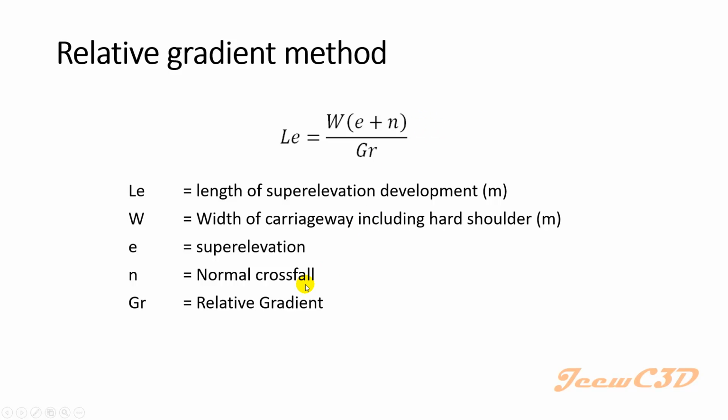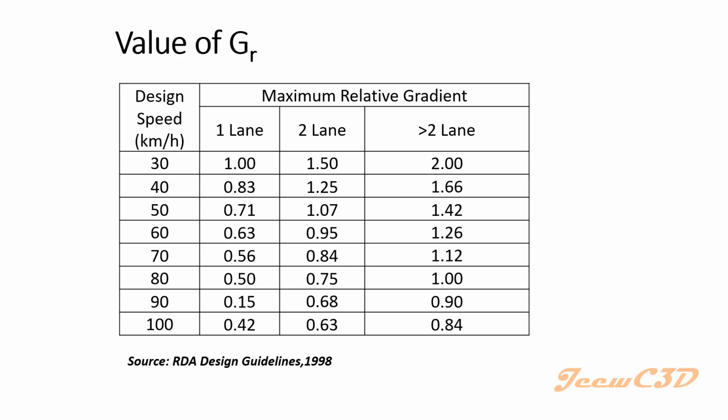Then there is a factor called relative gradient, and it should be obtained using the relative gradient table. If you have one lane which is rotating, that means if that is a two lane road, each lane would be rotated separately. So you have to use this column to get the GR value. If you are designing for 50 km per hour and if it is a two lane road, you should take 0.671 as GR. If it is a four lane road, two lanes would be rotated on one side. You have to use this two-lane column. If the number of lanes is more than four lanes, you have to use this column.